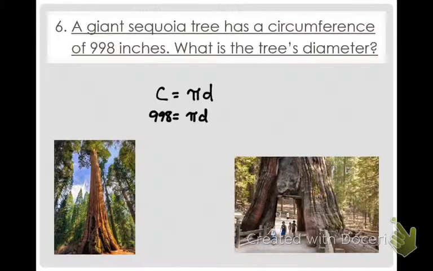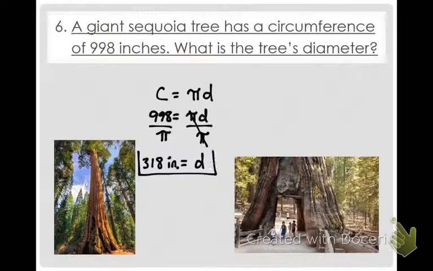And what can I get rid of to get D by itself? Divided by pi on both sides. That cancels out. And then remember, into your calculator, you can stick in 998 divided by pi, which basically means divided by 3.14. Round to the nearest whole number, and what do you get? 318 inches. Remember, you always want to round with these ones to the nearest whole number. Okay? Does that make sense? Yes, ma'am. Excellent job today, guys.